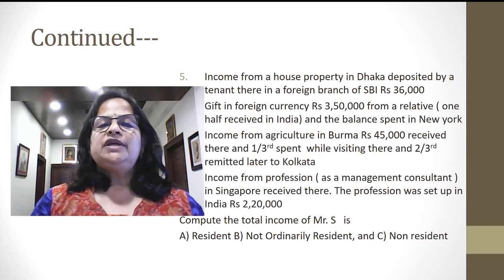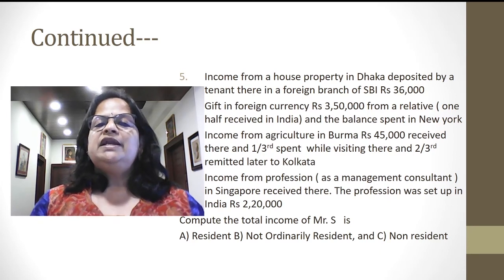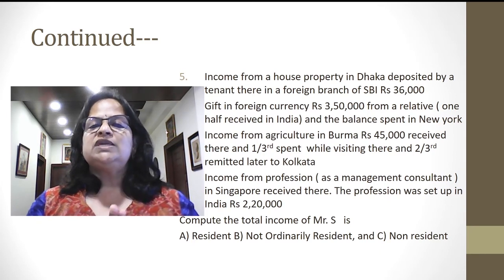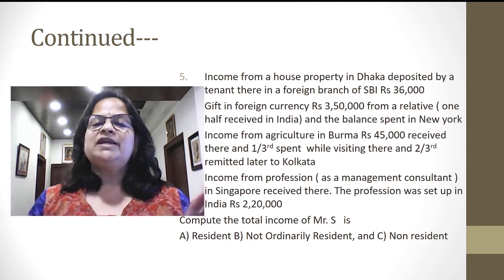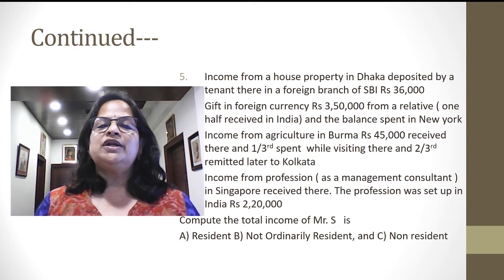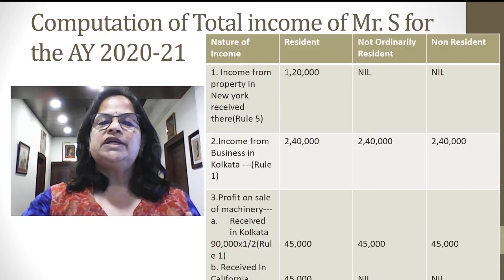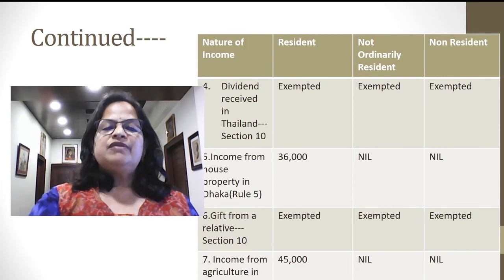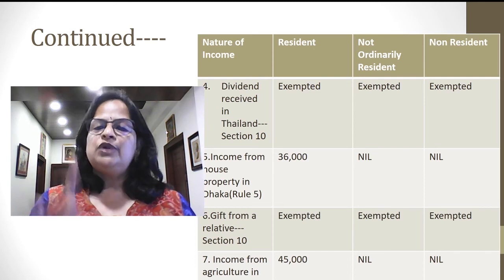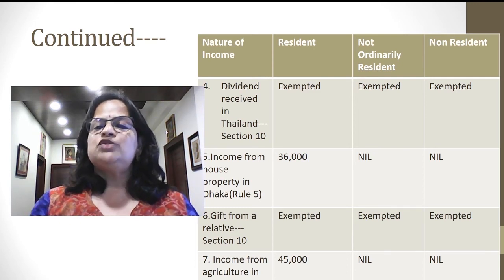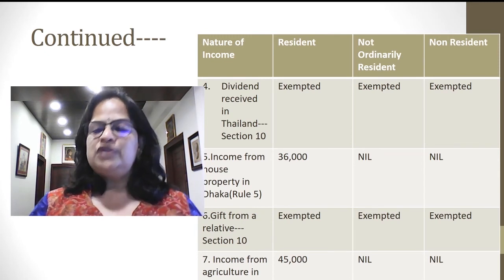Fifth point, income from a house property in Dhaka, deposited by a tenant there in a foreign branch of SBI, 36,000. We will take only the 36,000 value. Whether he deposited it or spent that amount, we will not consider. House property in Dhaka, from a foreign country: it's rule number 5, taxable only for the resident. In the other two cases, it will not be taxable, because it's not business income or professional income.